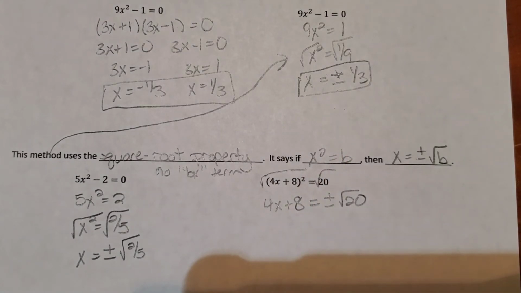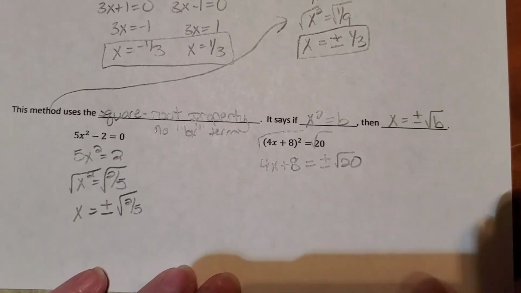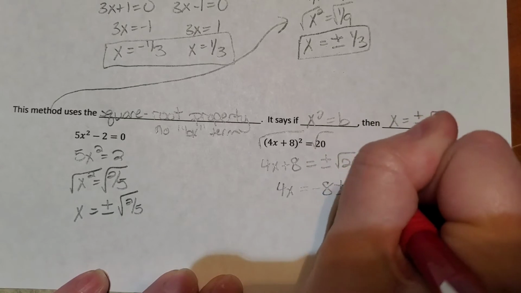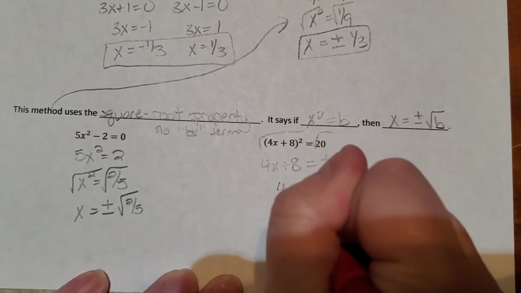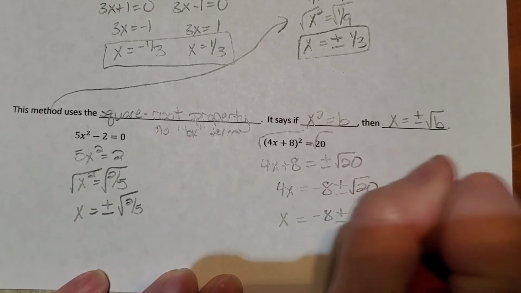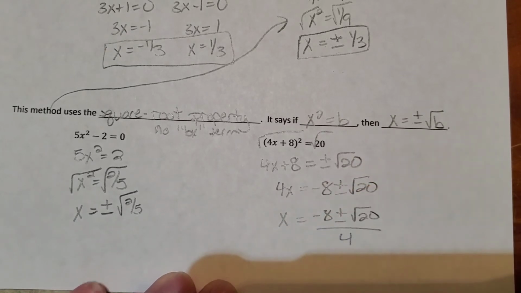We still need to solve for x, so we're going to subtract the 8 from both sides. So -8 plus or minus the square root of 20. And then divide both sides by 4. So -8 plus or minus the square root of 20, the whole thing over 4.